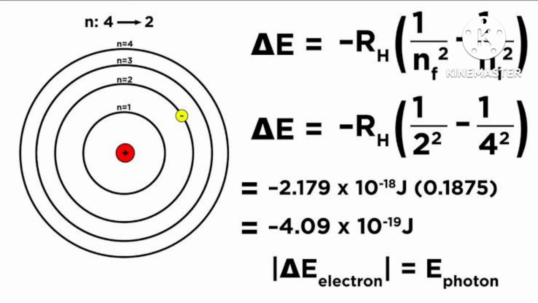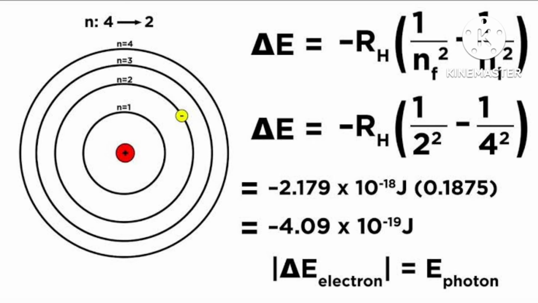This is the first. Second, the radii of these stationary states are expressed as follows. I am talking about the radius of the orbit. In an atom, many orbits may be there. Then what are their radii? Because all are circular.